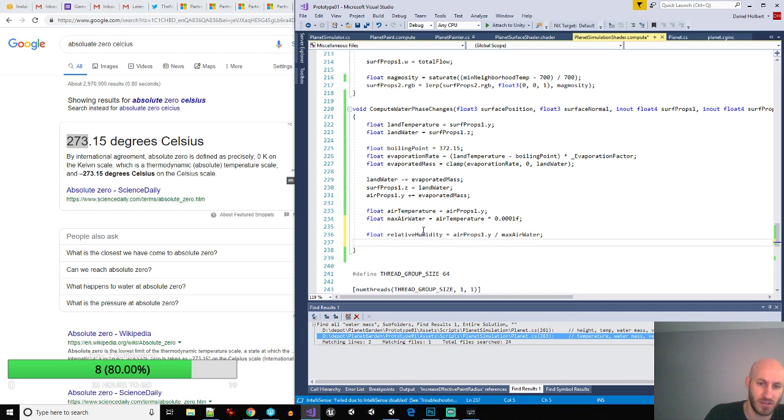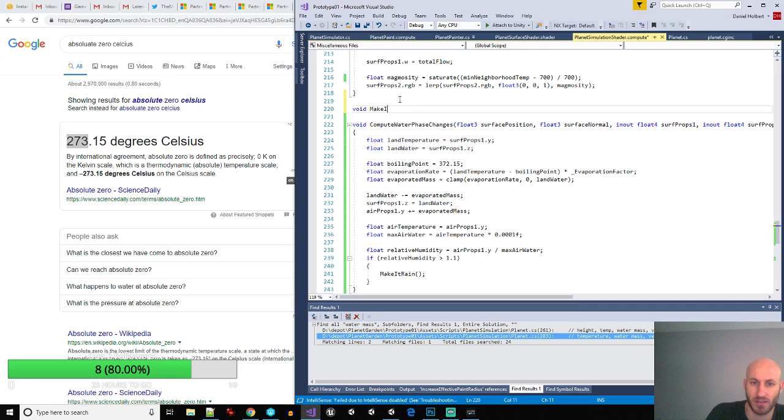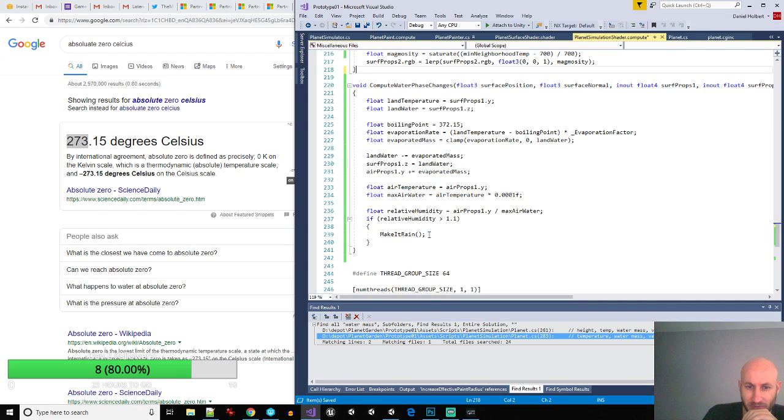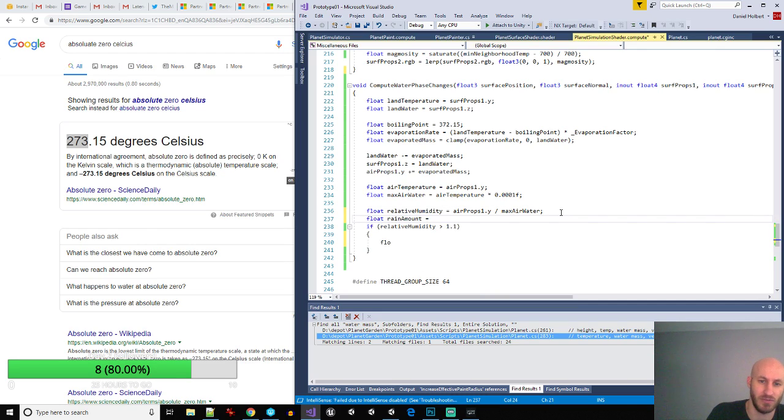Okay, so now I have that. So if relative humidity is greater than, I don't know, let's say 1.1, something like that, make it rain. I have to make something called make it rain now. I'm not gonna do it. I'm not that bad. So I need surface water. Actually, what I'm gonna do is just say float rain amount equals. I guess it is kind of a trigger.